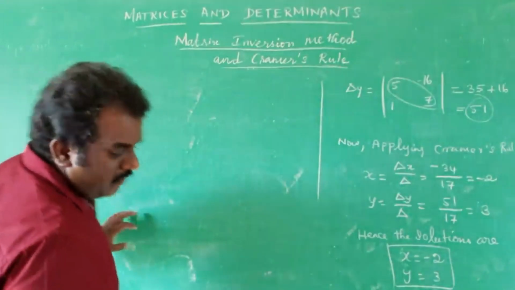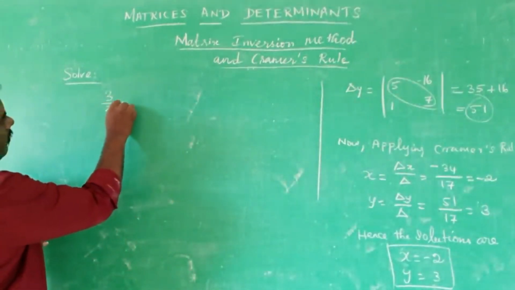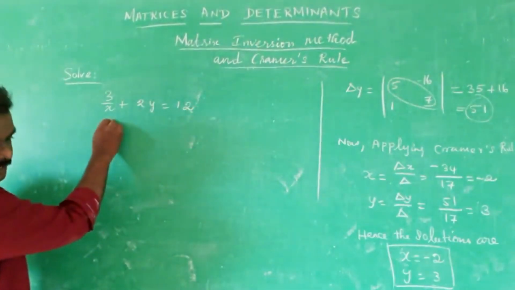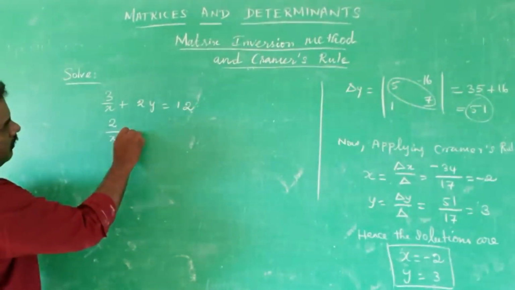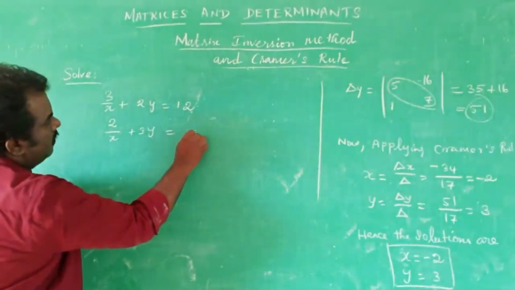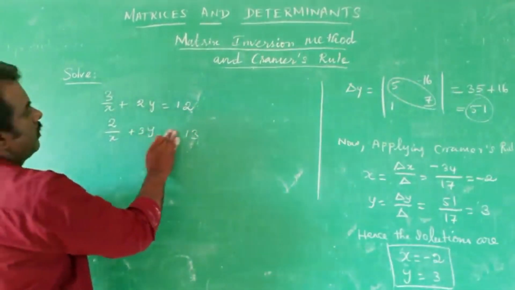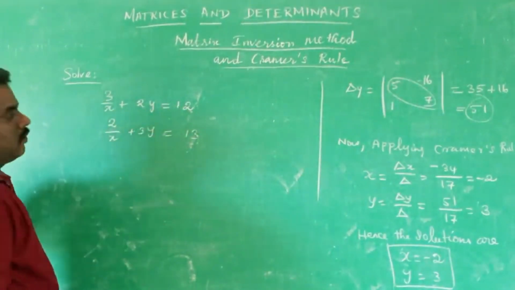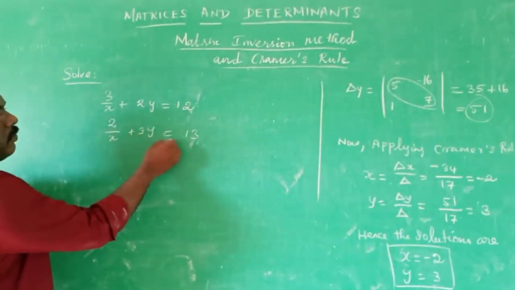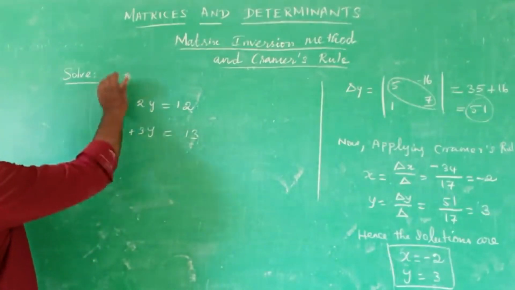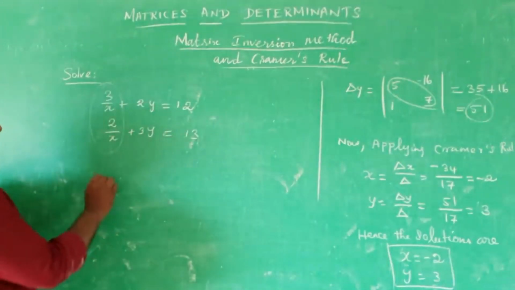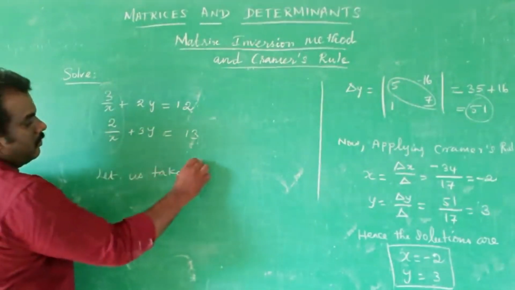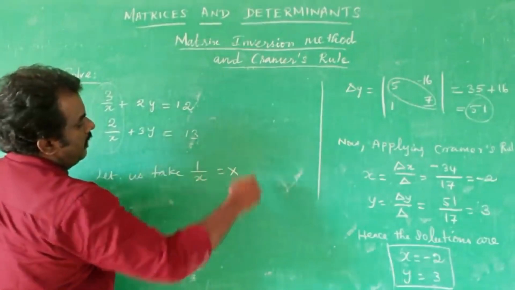Solve 3/x + 2y = 12 and 2/x + 3y = 13. Let us see how to solve this sum. Let us take 1/x equal to capital X.